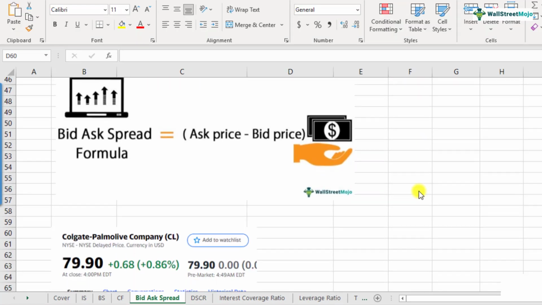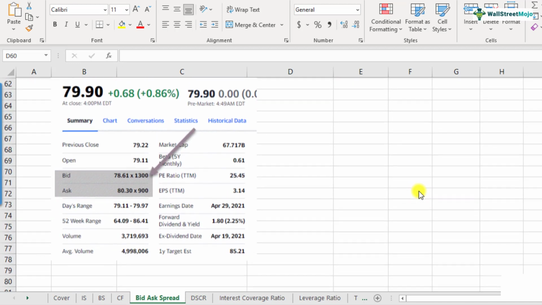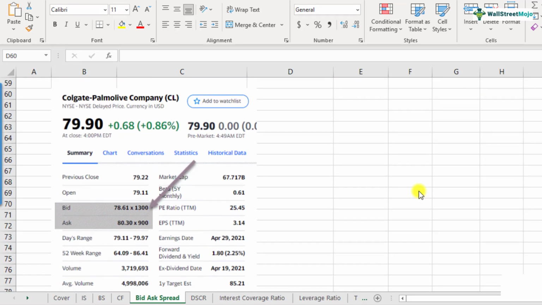Let us now look at Colgate's trading data and understand what its bid ask spread is all about. The one that is highlighted here, can you see that? That's the bid price, 78.61, and this is the ask price, 80.30. This 1300 is the number of shares which a buyer is ready to buy at this price. Likewise, the ask price is multiplied by 900, which means there are 900 shares which the seller is ready to sell. Let's first calculate the bid ask spread.